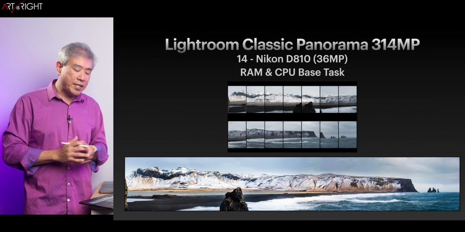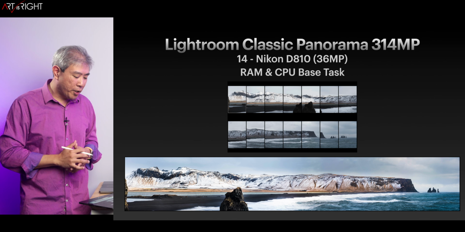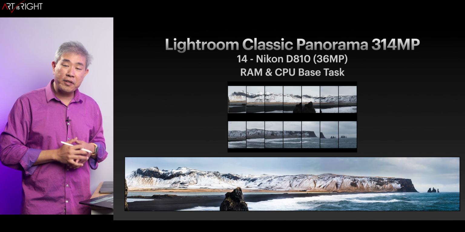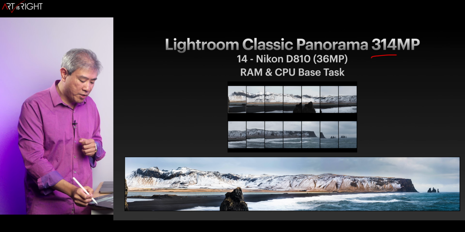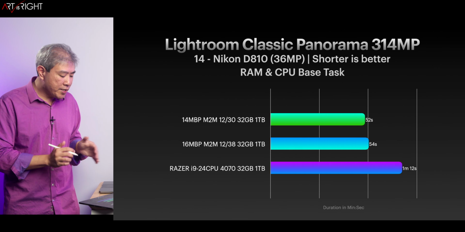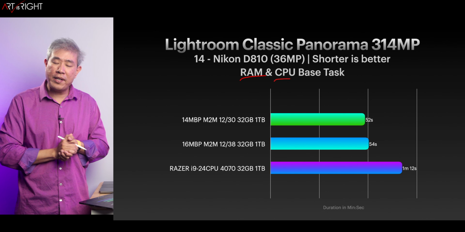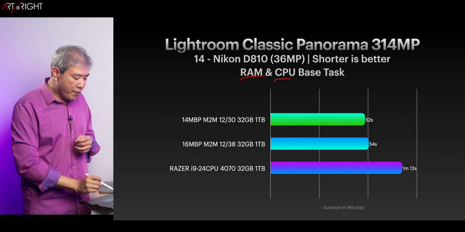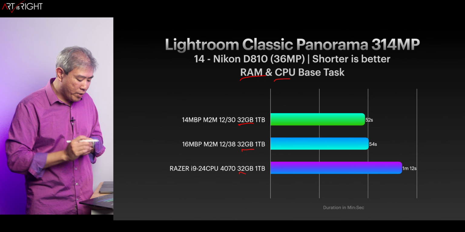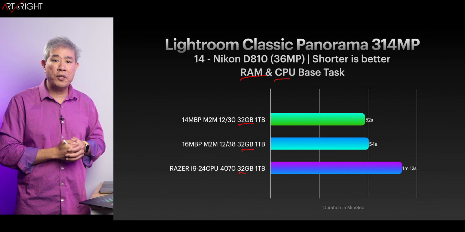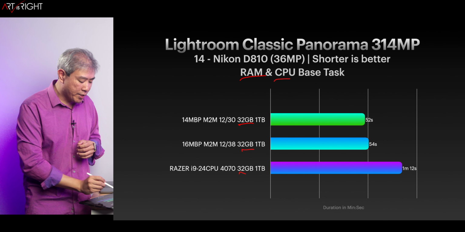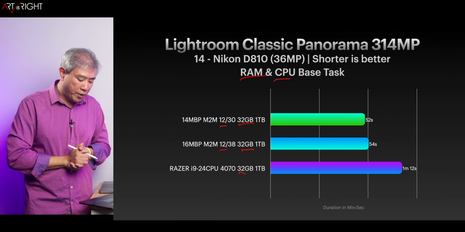What about Lightroom Classic Panorama Merge? The same thing I've done before. 14 Nikon D810 36 megapixel files to create a 314 megapixel image. That is a huge file. Now this is a RAM and CPU based task. And even though the amount of RAM is the same, we can see that the CPU is not really running quite as fast as the CPU inside these Apple Silicon. So these 12 cores are doing a fantastic job.